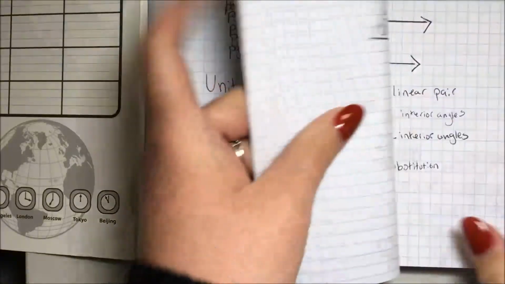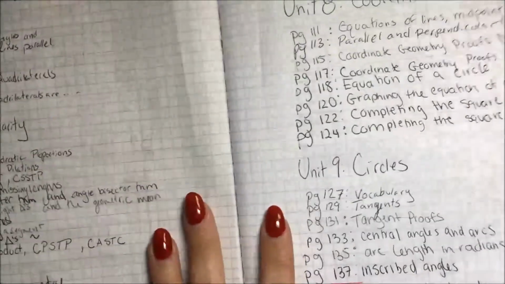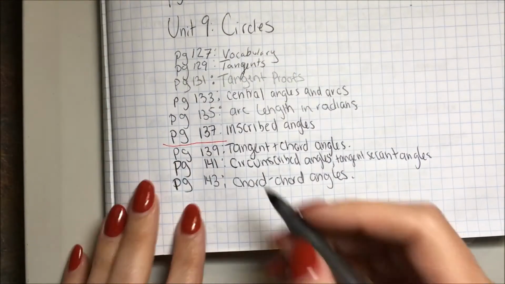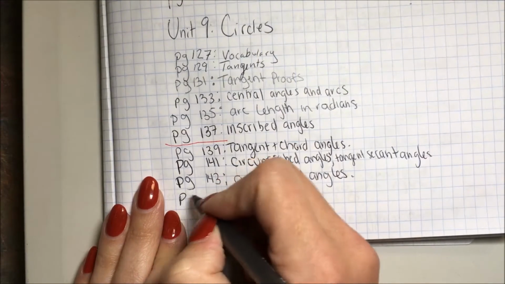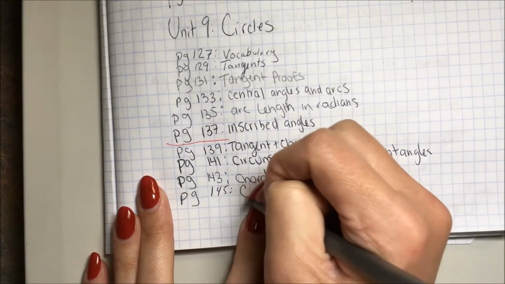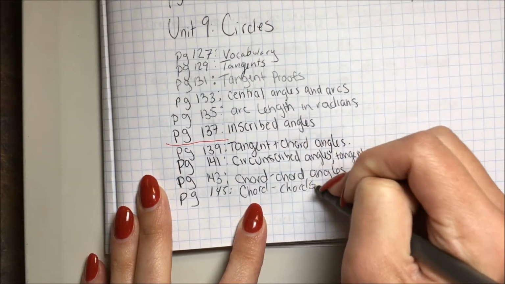Today we're working on chord segments. So not only do circles tell us something about the degree measure of arcs and angles, they can also tell us about the lengths of segments that are associated with lines intersecting the circle. So the first type of segment we're going to talk about are chord segments.